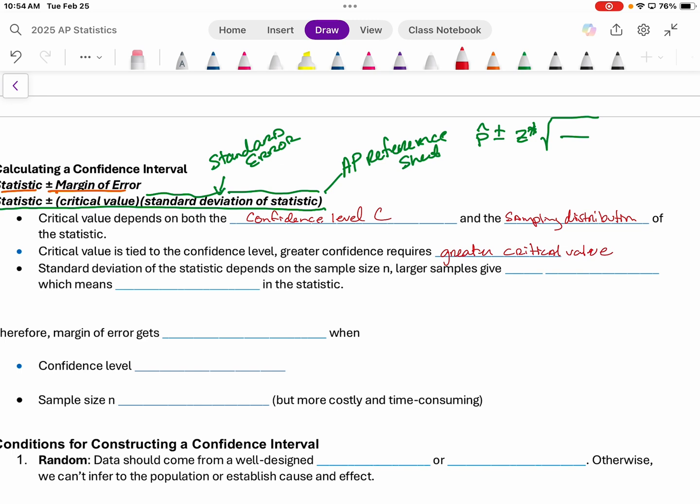The standard deviation of the statistic depends on the sample size n. The last part, the part under the square root symbol, is what that's talking about. That depends on the sample size n. Larger samples give more precise estimates, which means less variability.